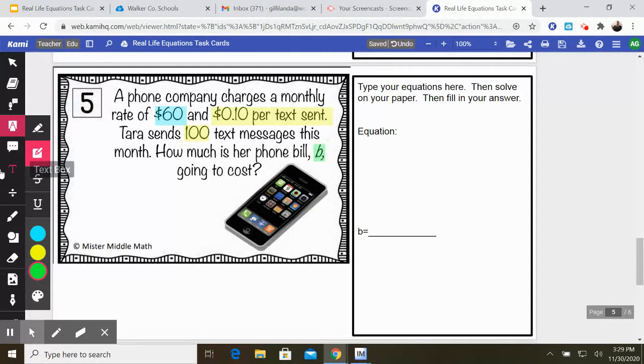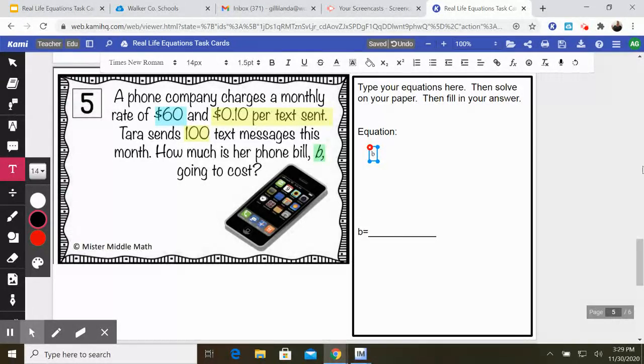So, let's write this out. Our equation here would be B is equal to $60 plus 0.10 times 100. So whatever we get on this side, once we add them together, is going to be our total. So let me write that down so I can show you how that works. B equals $60 plus 10 cents times 100 text messages.